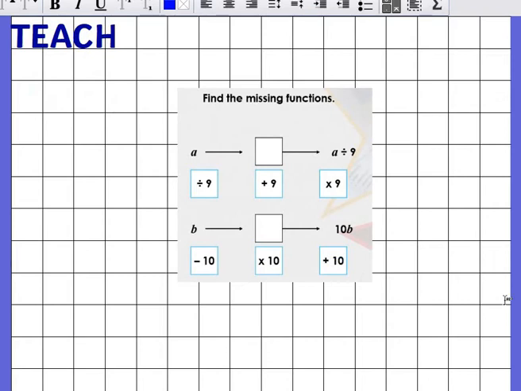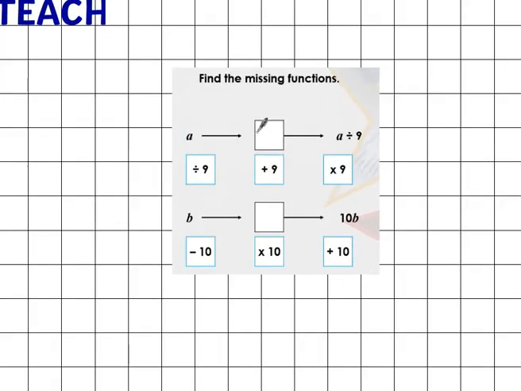Let's have a look here then. Find the missing functions. So A, put it into the machine. What would be in the middle to get A divided by 9? Divided by 9, sorry. So 9, division as we are dividing. So A divided by 9 equals A divided by 9.